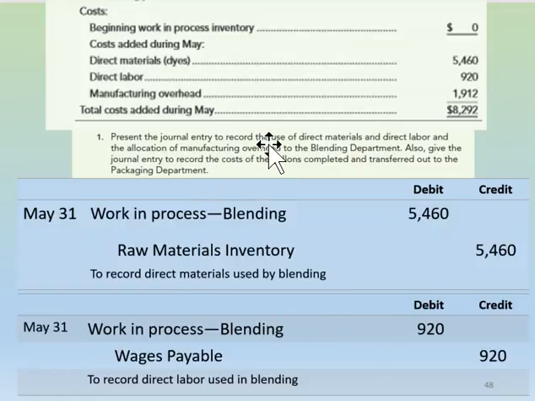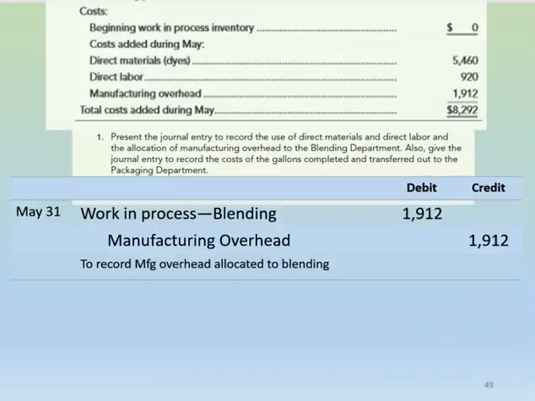Now we need to take a look at our manufacturing overhead. That was $1,912. So we will, again, very similar, debit our work in process blending department to move that overhead into work in process in that department with a debit, and then we will go ahead and credit our manufacturing overhead for $1,912. So it's taking it out of our overhead account and moving it into our work in process.